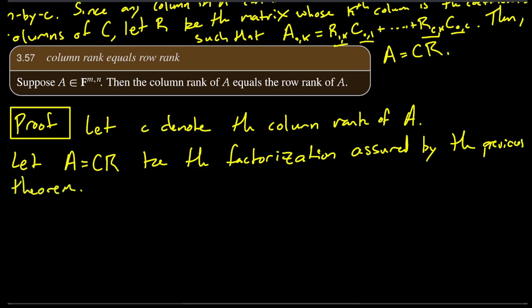Okay, so A is CR, where C is an m by little c matrix, and R is a little c by n matrix. All right, cool. Nothing too crazy so far. So what are we going to do right here?